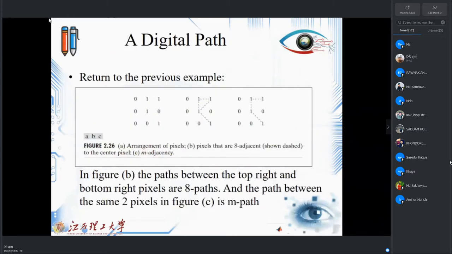One more example for the digital paths, returning to the previous example. You will see here the arrangement of pixels and the eight-adjacency, as shown here. As you see in figure B, the path between the top right and bottom right pixels is an 8-path, and the path between the same two pixels in figure C is an M-path.